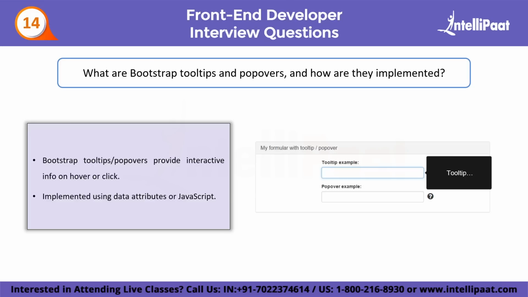In order to implement the tooltips, add the data-toggle="tooltip" attribute to the element you want to provide a tooltip for. Optionally, set the title attribute to specify the tooltip text. In order to implement a popover, add the data-toggle="popover" attribute to the element you want to trigger the popover. Optionally, set the data-content attribute to specify the popover content.